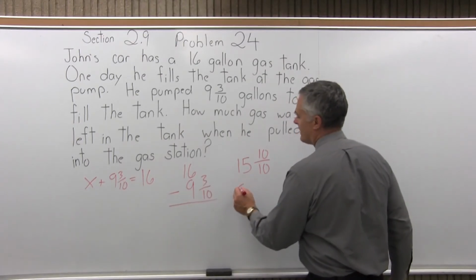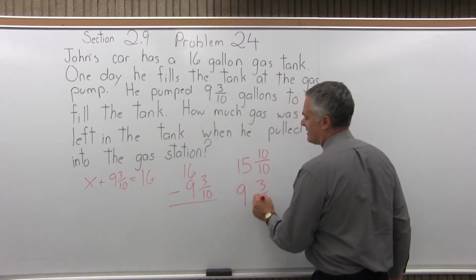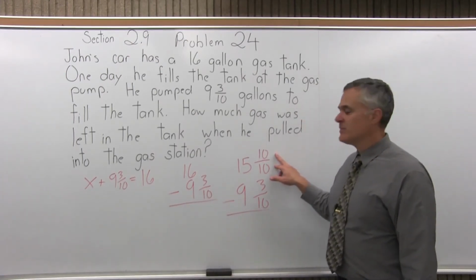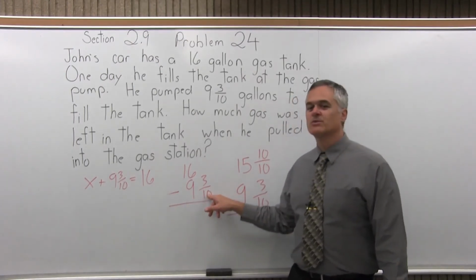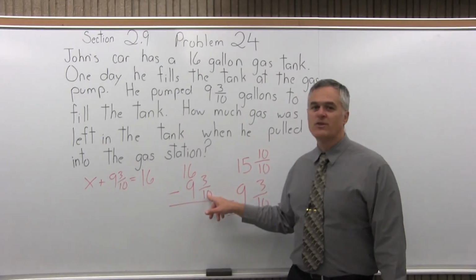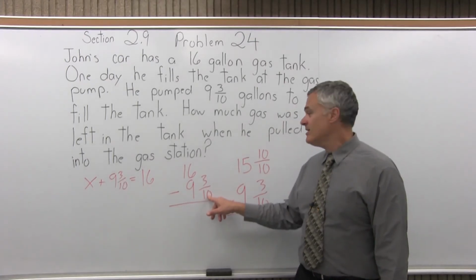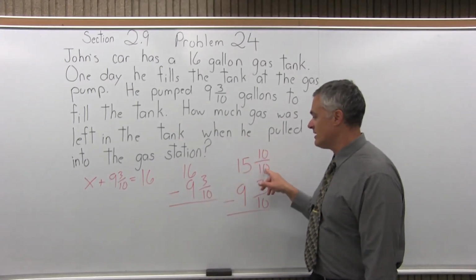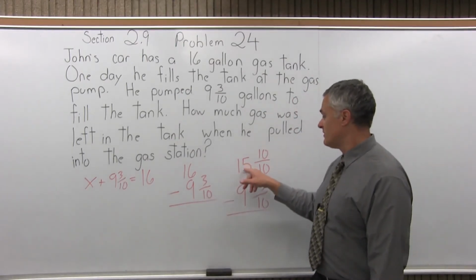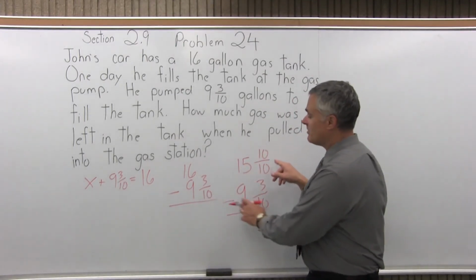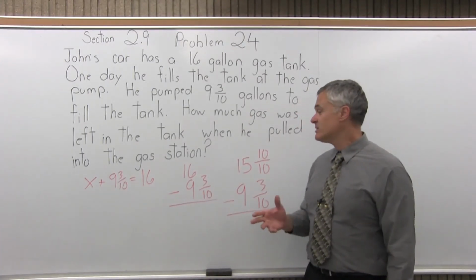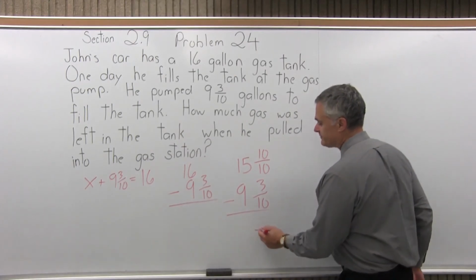But this way, I have everything written in a way that it lines up. And I picked 10 over 10 because 10 was the denominator I was working with. So if the denominator of the other fraction was, say, an 18, this would have been 15 and 18 over 18. Or if it was, say, a 6, it would have been 15 and 6 over 6. It's whatever denominator I want to match with. So that's why I went with 10 over 10. Now it's written so that I have a common denominator.